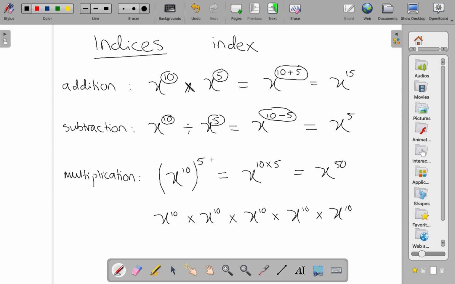That's the same as x to the 10 to the power of 5, and because we've got 5 of these, we use the addition rule to add the powers together. If we have a 10, add a 10, add a 10, add a 10, add a 10, that's 5 tens. We have 10 times 5, which gives us x to the 50. So this is just a quick way of writing this, and then we just add the powers together.